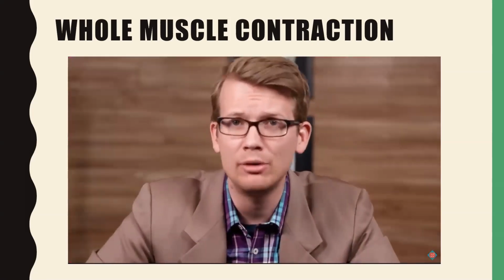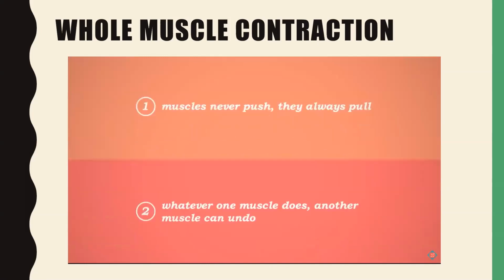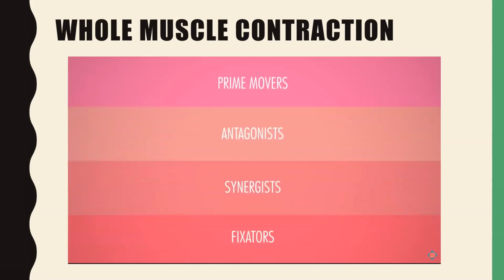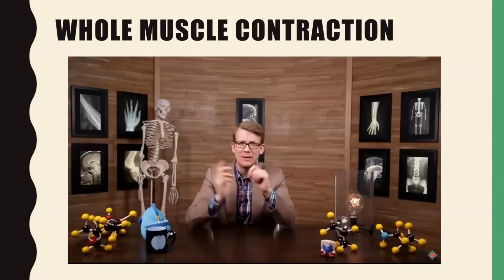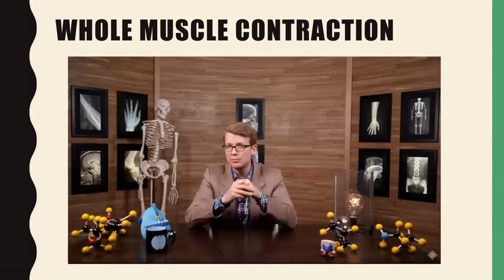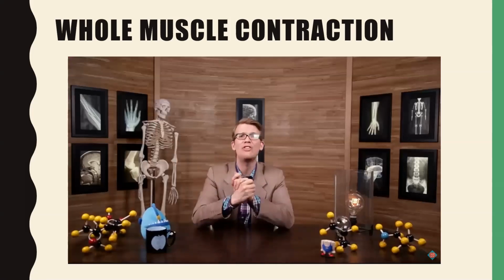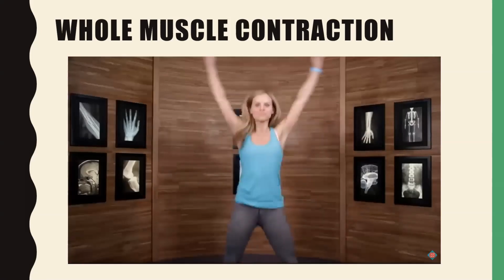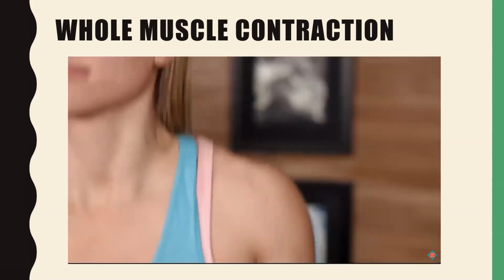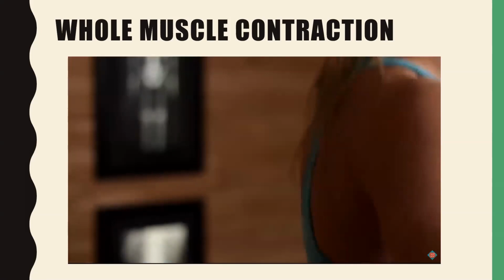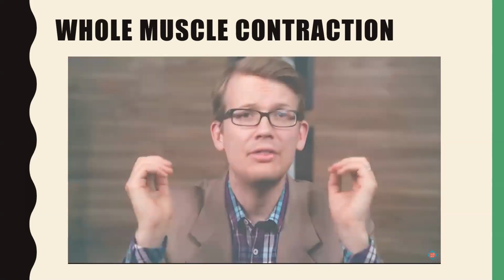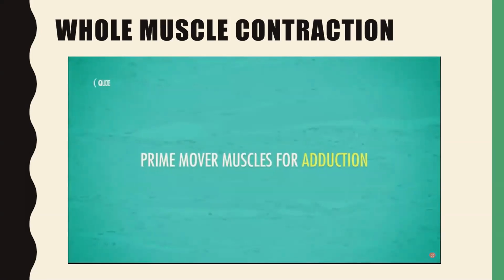The second big thing to remember about skeletal muscles is that whatever one muscle does, another muscle can undo. You can generally classify skeletal muscles into four functional groups depending on the movement being performed. For example, the muscles that are mainly responsible for producing a certain movement are called that motion's prime movers, or agonist muscles. So when Claire does jumping jacks, she's using those pectorals in her chest and latissimus dorsi on her back to adduct her arms back down to her sides. Put another way, those are her prime mover muscles for adduction.